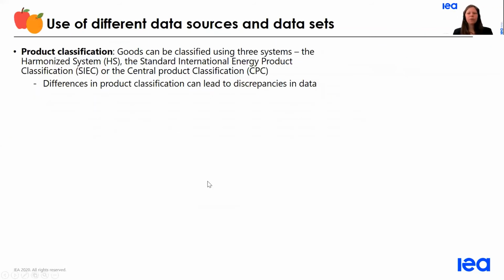So I'm going to now talk about the use of different data sources and data sets, which can help you try and identify inconsistency in your data. First of all, note that there are different product classifications. Goods can indeed be classified using 3 systems: the harmonized system, the standard international energy product classification, or the central product classification. And if you have different sources that report using different product classifications and you don't adjust, this can lead to discrepancies in data.